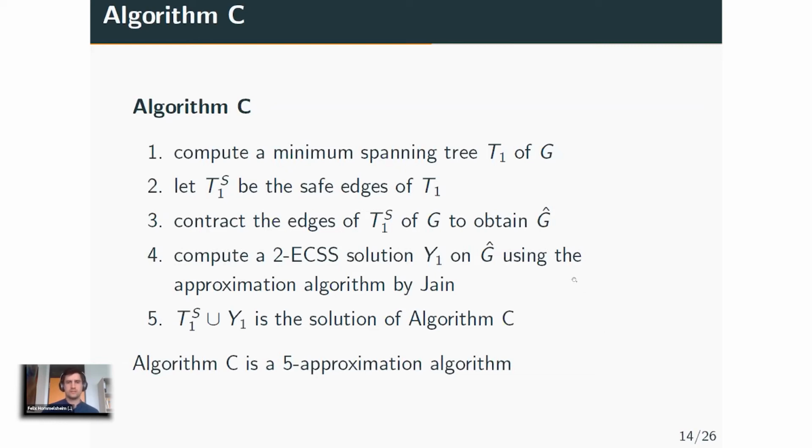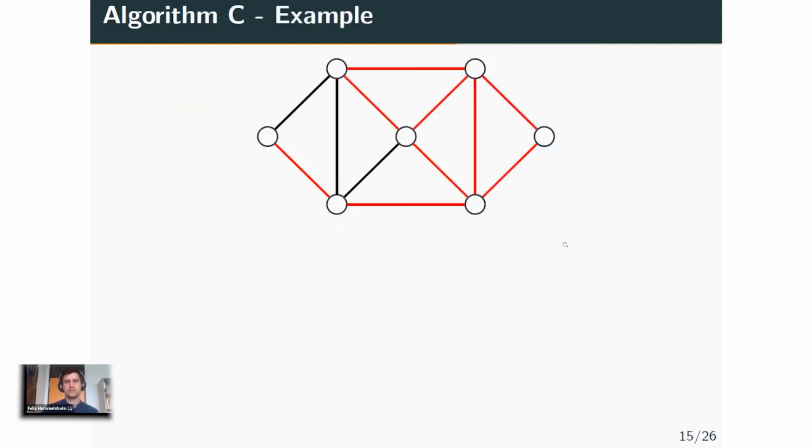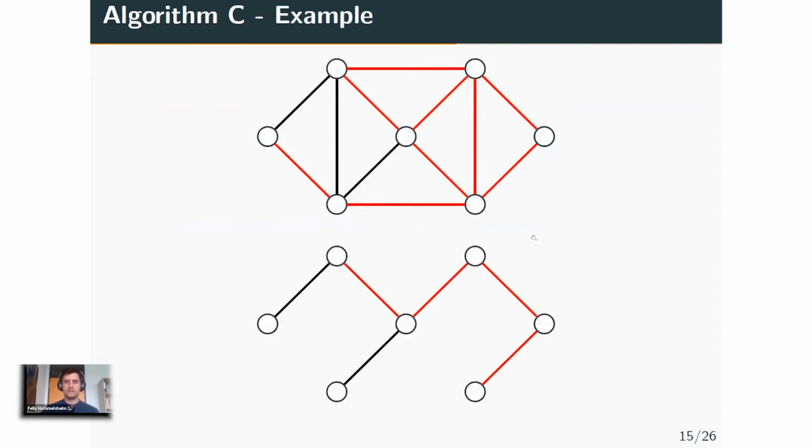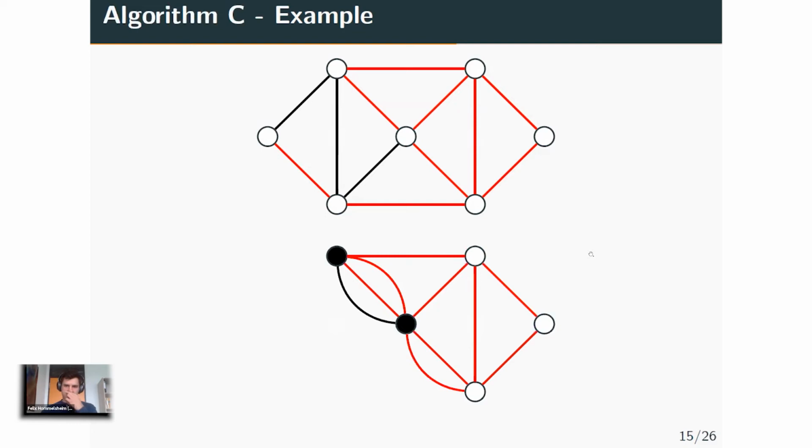An illustration of algorithm C is as follows. Again, we have a graph here. We compute a minimum spanning tree. We then contract the safe edges, but we do not keep the unsafe edges. So it might look like this. Then we add the remaining edges of G in this contracted graph. And then we compute the 2-edge connected spanning subgraph in this graph, which might look like this.